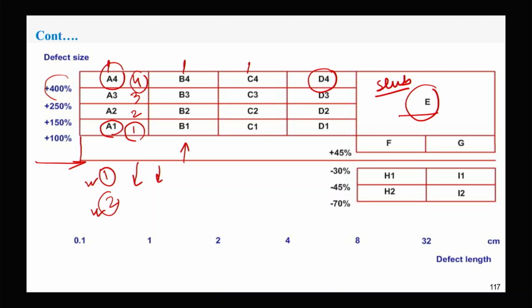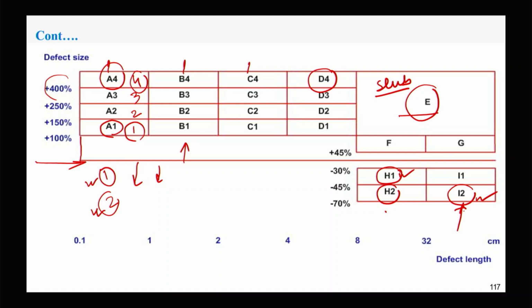Similarly, if we go to the longer, thinner side, so H1, H2. H2 is thinner than H1, and I2 is longer than H2. Between I2 and H2, the extent of thinness is the same, but I2 is more objectionable because the thin portion is longer.